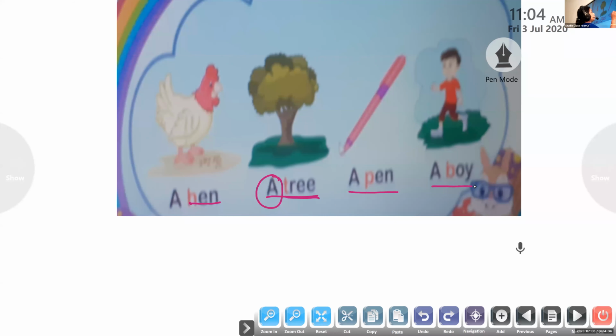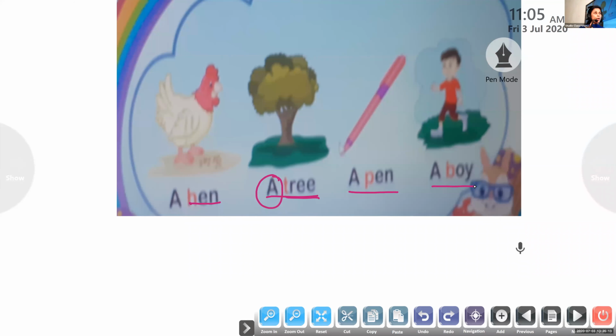And here is a picture for you, boy. The word begins with consonant B, so we use A before the consonant. Is that clear to everyone? So, when a word begins with a consonant or a consonant sound, we use A before it. Have you all understood? Article A. Is that clear to everyone?